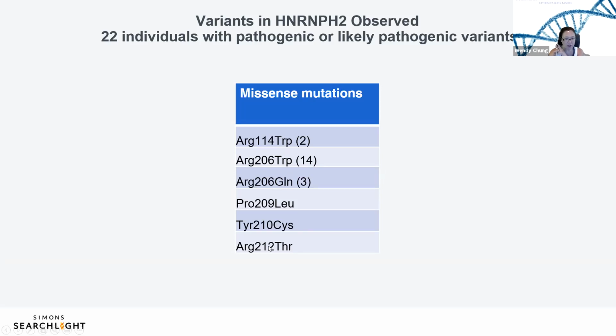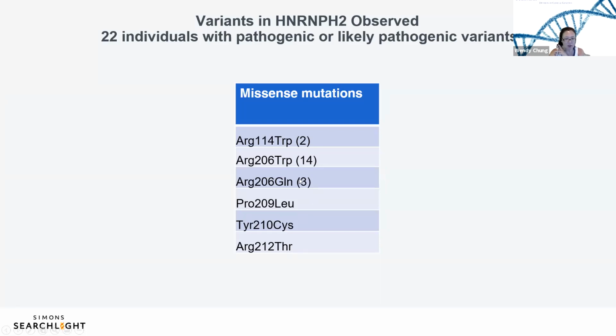This number that you see in the middle here is the numbering of some of the amino acids, or the building blocks, for the HNRNPH2 protein. So for some of you, the change is at position 114, amino acid 114. For some individuals, it's amino acid 206 or 209 or 210 or 212. On the left is the usual amino acid that we have at that position, and on the right is the substituted, or the new, amino acid that the individual has.